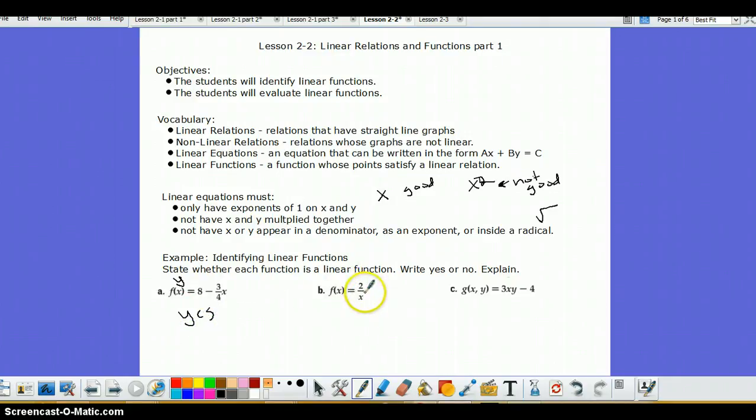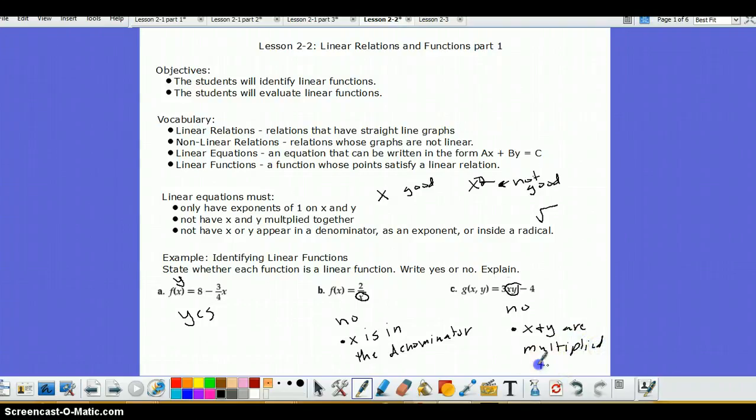Alright, B, the issue is right here. This one is no, and it's because x is in the denominator. If it wasn't in the denominator, we'd be good. Alright, so here we have 3xy minus 4. The issue is here. So this one is also no. And this is because x and y are multiplied together. If they weren't multiplied together and there was some other operation like addition or subtraction, we would be good. But they are, so we're not.